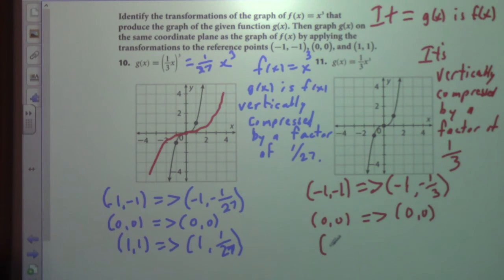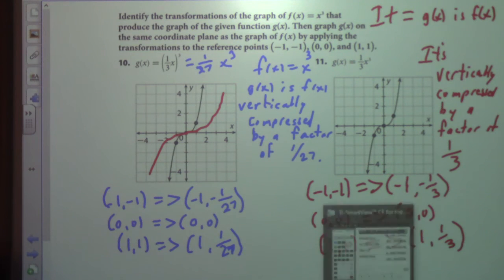And then (1, 1) translates to become (1, 1/3). Okay? All right, is everything good on that?